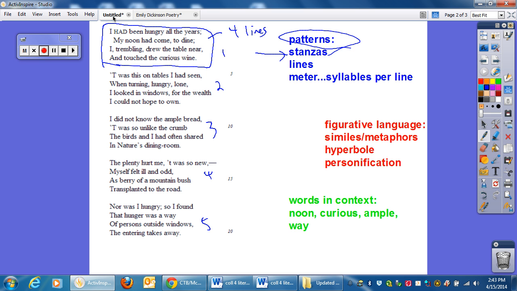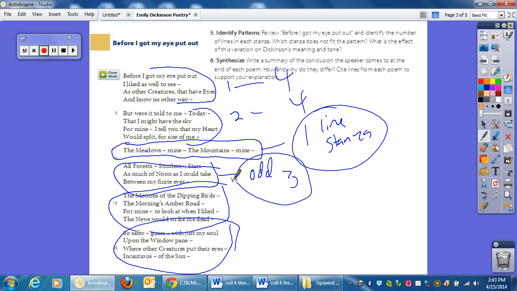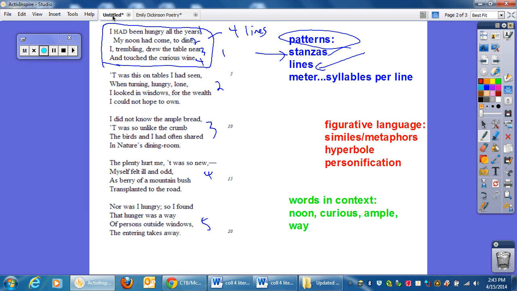The second part then about looking at patterns is to count the number of lines in each one. In this one, we have 1, 2, 3, 4 lines, and we have 4 lines in all of the stanzas here. In this one, we had 4 lines. We had 4 lines here, but in this case, we had 1 line, and this one only had 3. So long story short, in this case, there was a pattern that was established up into a certain point where there were 4 lines in each, but the tone on one side is different than the tone on the other. So that's another way in which we look for patterns inside of the poems.